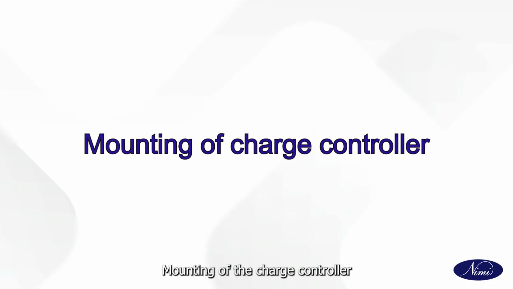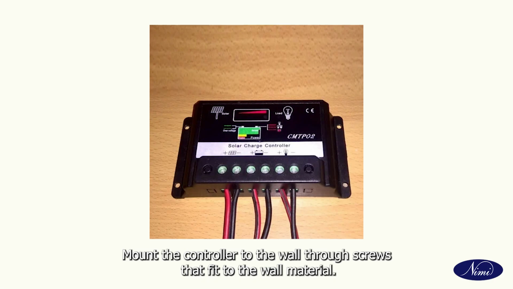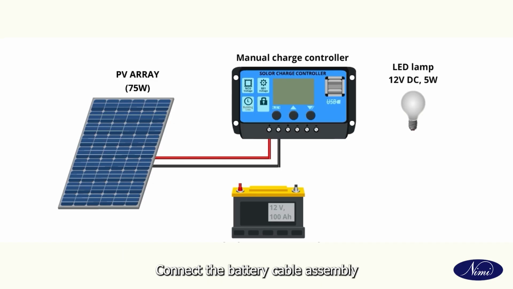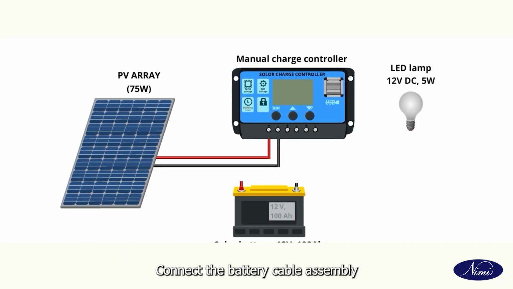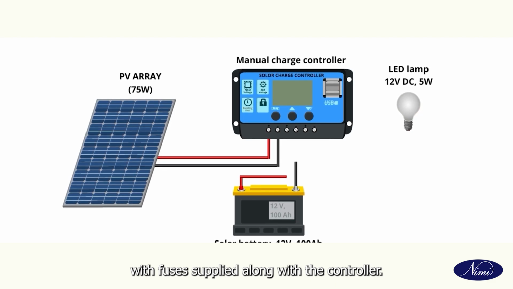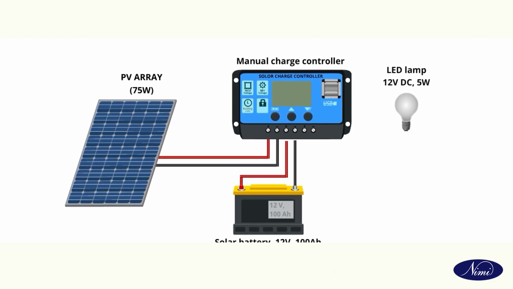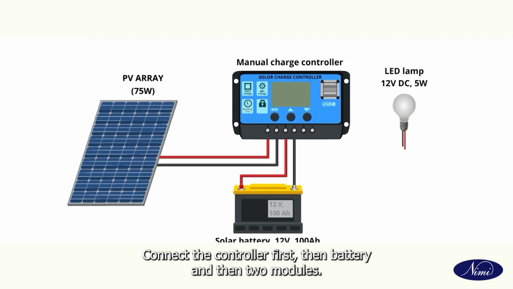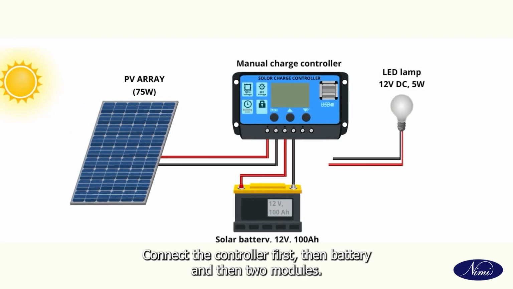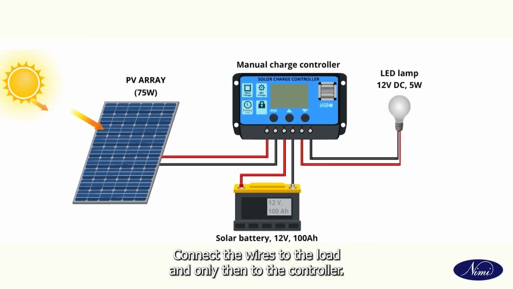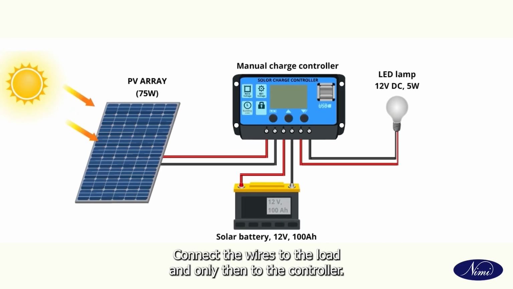Mounting of the charge controller. Mount the controller to the wall through screws that fit the wall material. Connect the battery cable assembly with fuses supplied along with the controller. Connect the controller first, then the battery and then the two modules. Connect the wires to the load and only then to the controller.